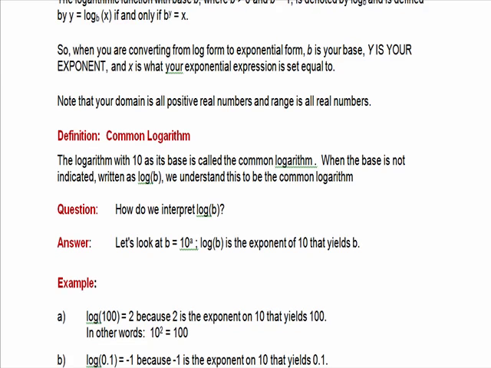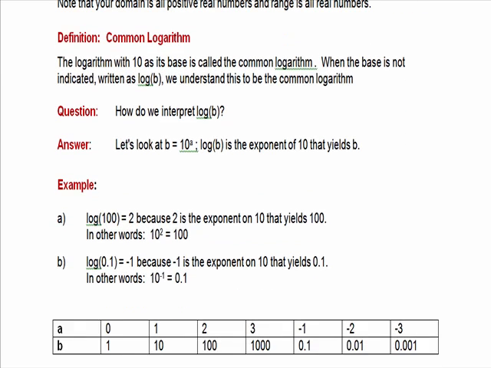Let's take a look at a couple of examples. First of all, let's look at the log of 100. Well, the log of 100 is 2, because 2 is the exponent on 10 that yields 100. If I'm thinking in terms of exponents, which is really the easier way to think, I want to say to myself, the log of 100 is going to be the number that would be the exponent on 10 that gives me 100. How do I get 100 as a power of 10? By doing 10 squared.